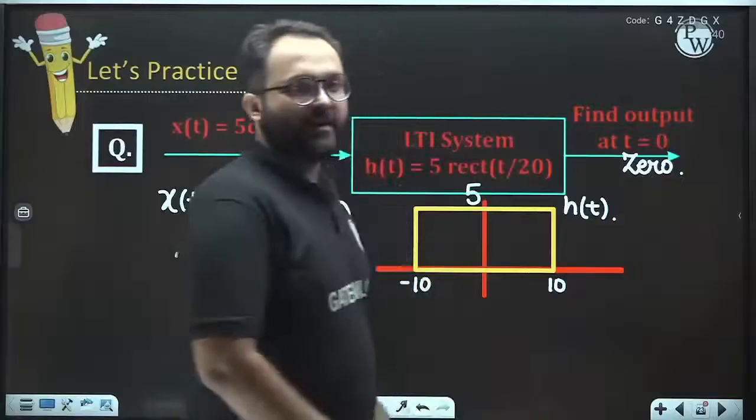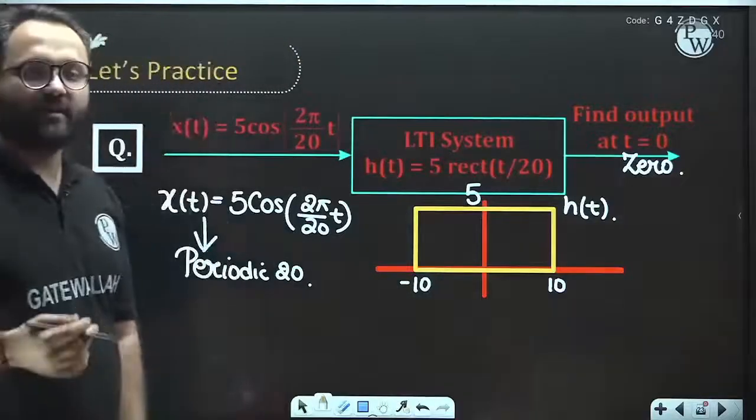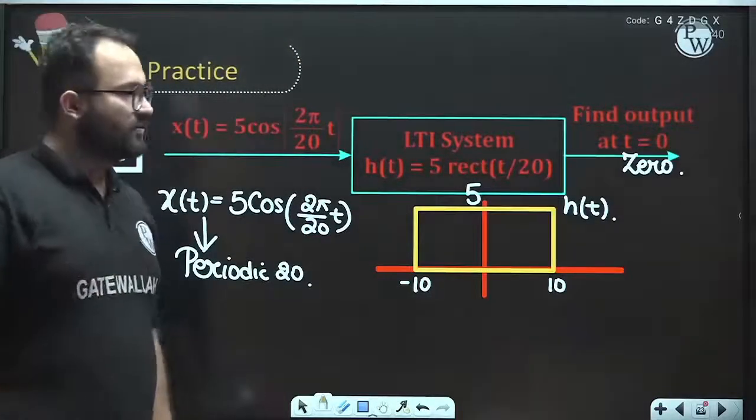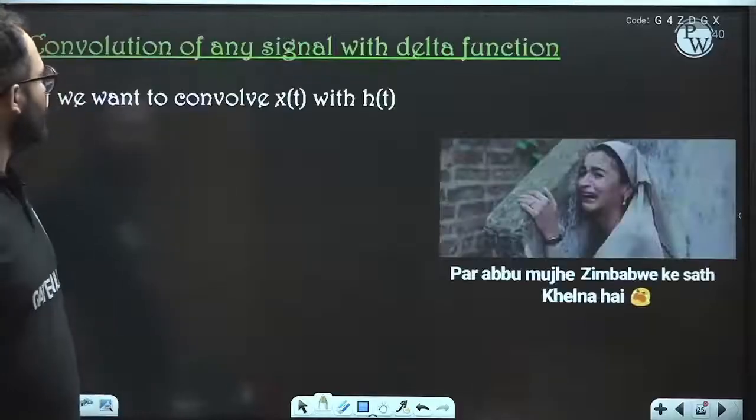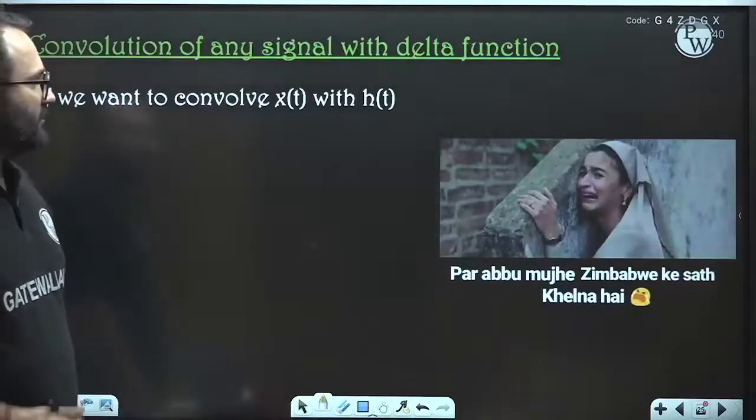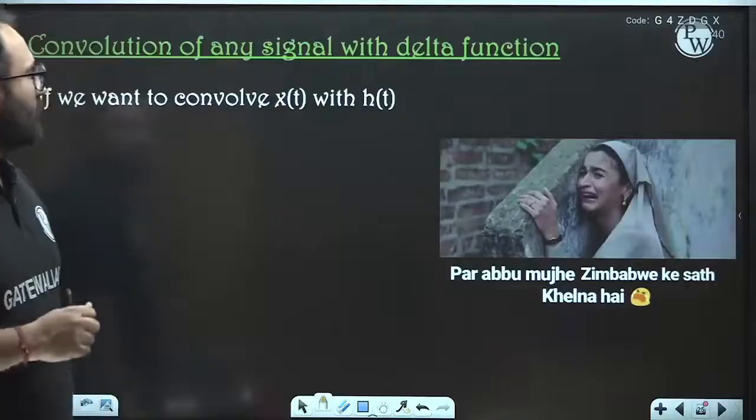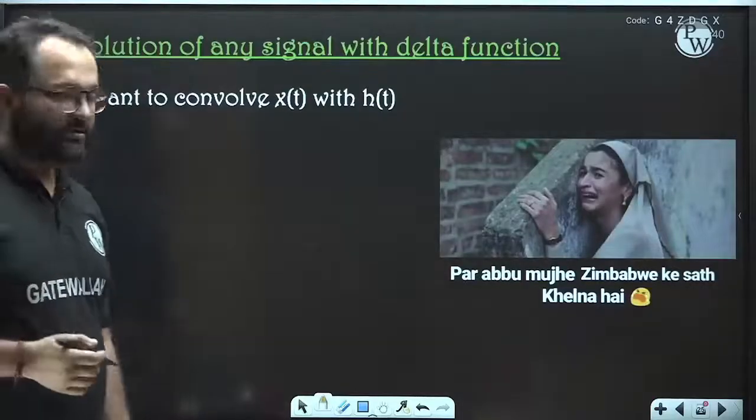Okay, we are integrating cosine over its period only, over its one period. So the output is 0. Now we'll move on to the convolution of a signal with a delta function, right?